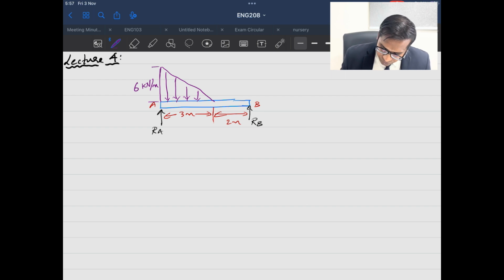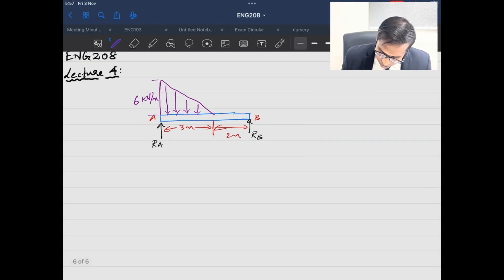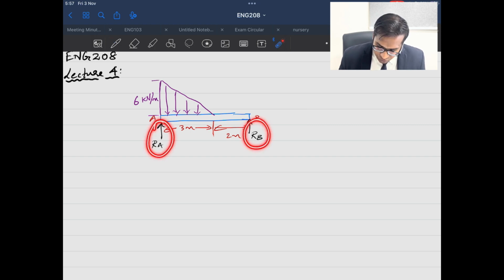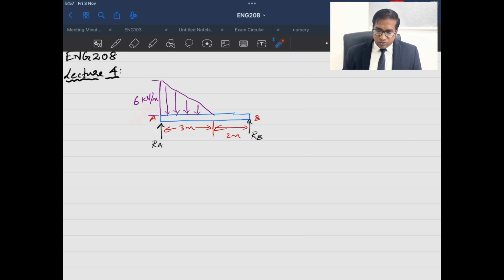Now, on the screen, you can see a problem. A simply supported beam. So, you have two reaction forces and a uniformly varying load. The triangular load you can see, and as I said earlier, please look into the unit. The unit here is kilonewton per meter. So this may be my weight intensity.